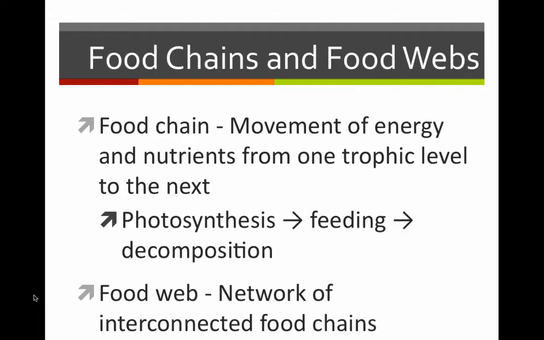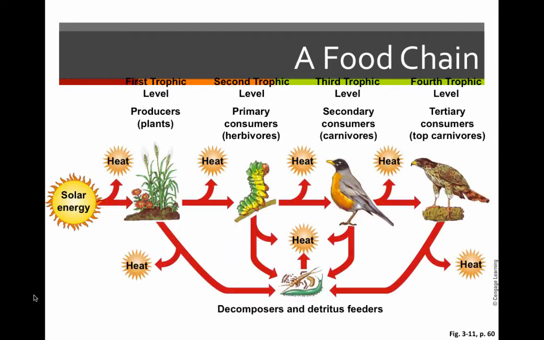And so food chains are the movement of energy and nutrients from one trophic level to the next. If you think about it, plants get their energy from the sun and photosynthesis, and then they are fed upon by primary consumers, and then they are waste products in decomposition, and those nutrients then go back into new plants. So a food web is just a more complicated version of this because you have a network of interconnected food chains.